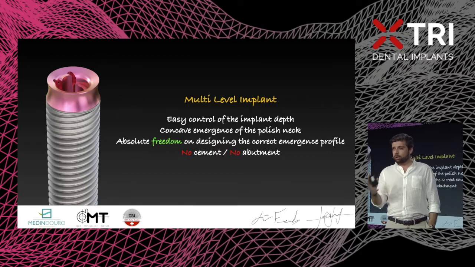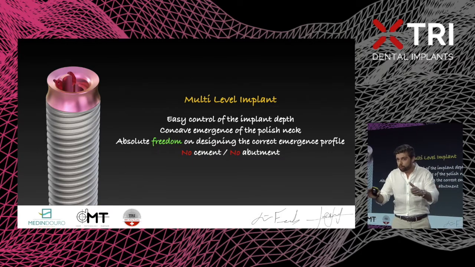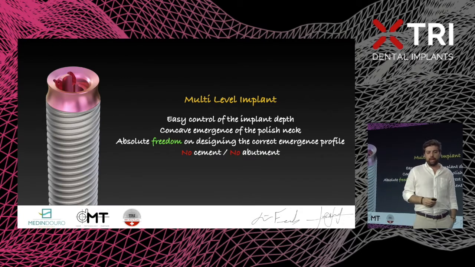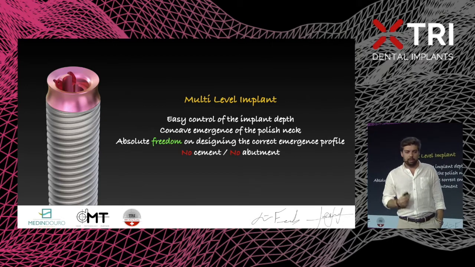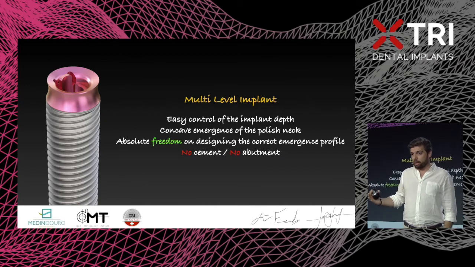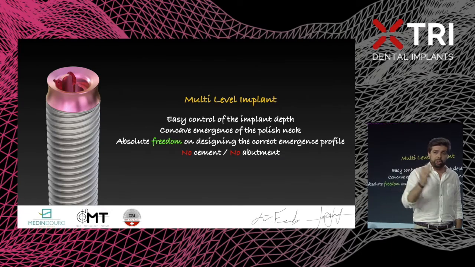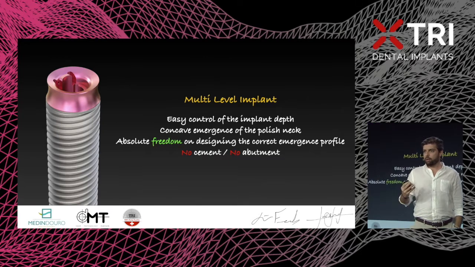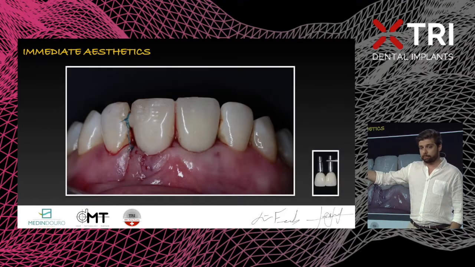So again, this multi-level implant and all its benefits. Easy to control the implant depth due to that concave shape. You can choose from wider bodies and slimmer implant necks. The concave shape is perfect to accommodate tissue, and it's pink. The freedom on designing on top of this. And of course, no cement, no abutment on your final restorations, reproducing precisely what took you months to create. And this is very important. Not only the immediate results, but over time.